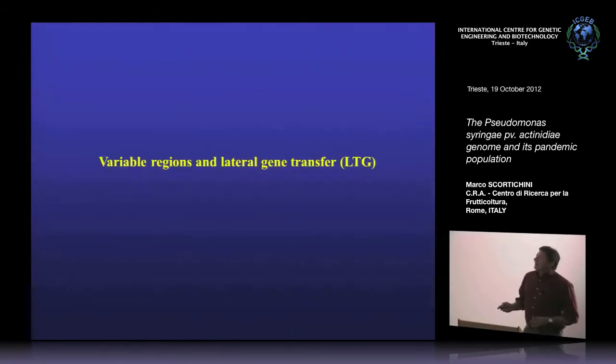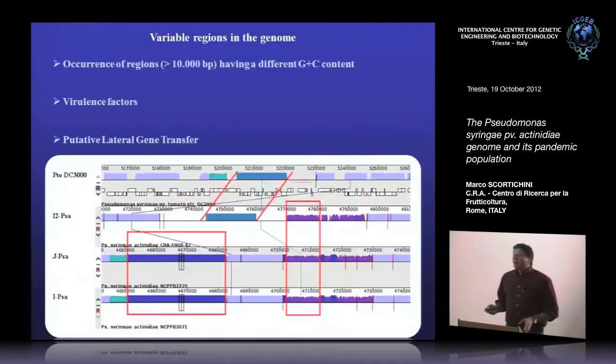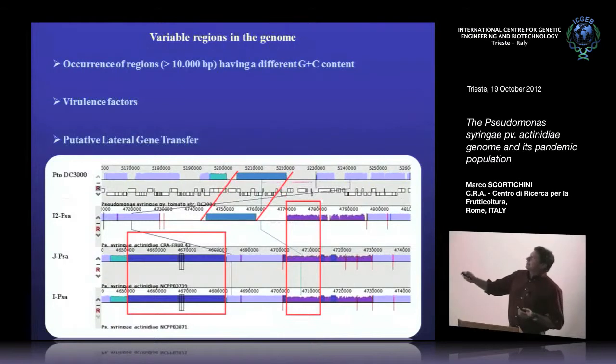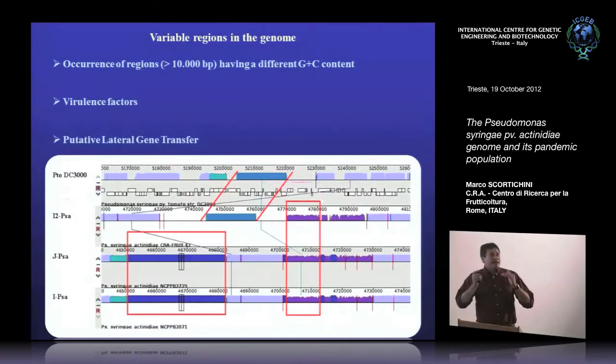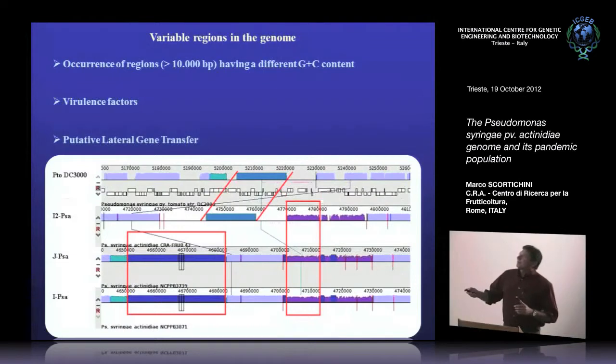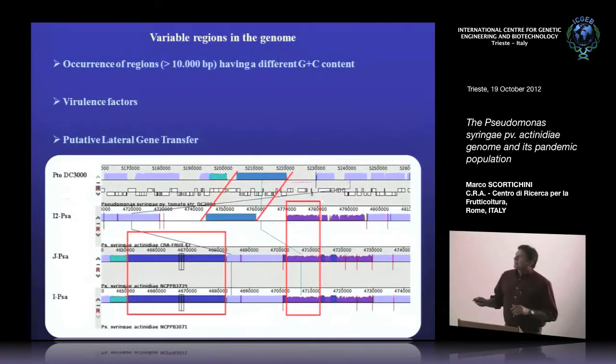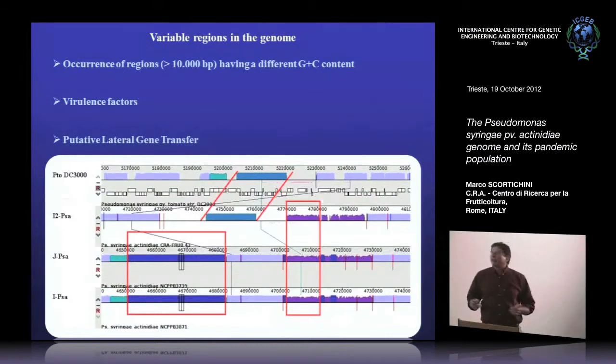This is interesting, the variable region and lateral gene transfer. How do you find the lateral gene transfer and variable regions in the genome? There is special software that enables you to find this kind of region, longer than 10,000 base pairs, having different GC content. This is, by definition, a variable region. Often, in the variable region, there are virulence factors. So when you find this variable region, you can talk putatively of lateral gene transfer.